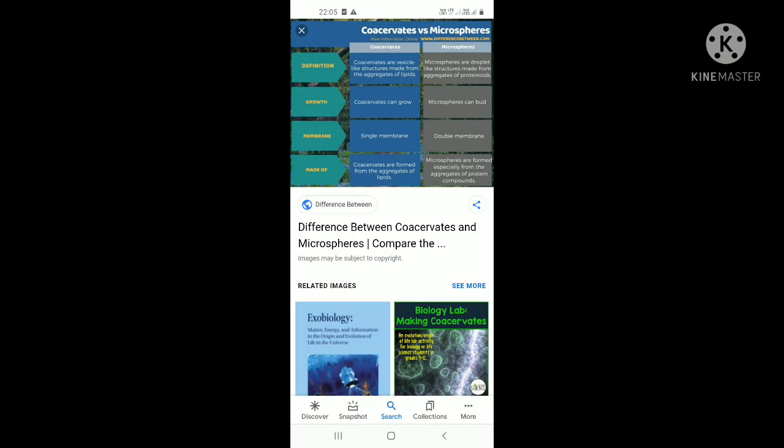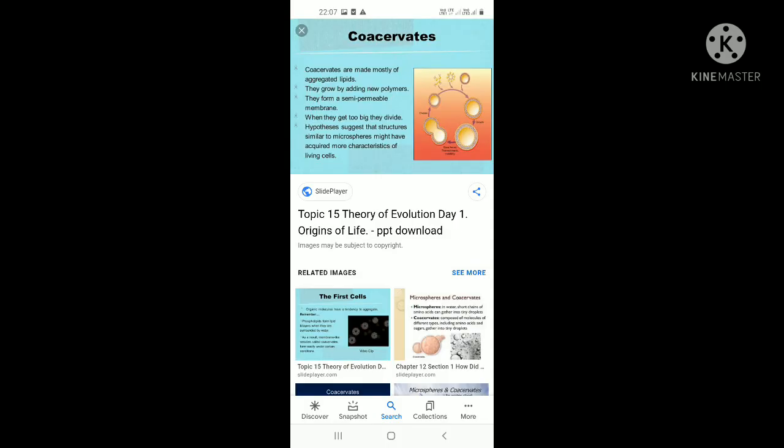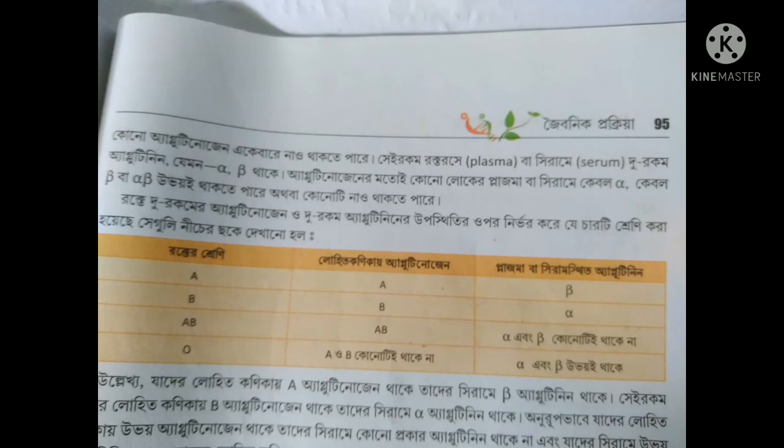Coacervate is basically formed by carbohydrate, protein and lipid. It's the combination of carbohydrate, protein and lipid, whereas the microsphere is only protein. So you have to remember the basic difference between microsphere and coacervate whenever we define them. Microsphere is basically the gathering of amino acids, whereas coacervate is made up of lipid, protein and carbohydrate.